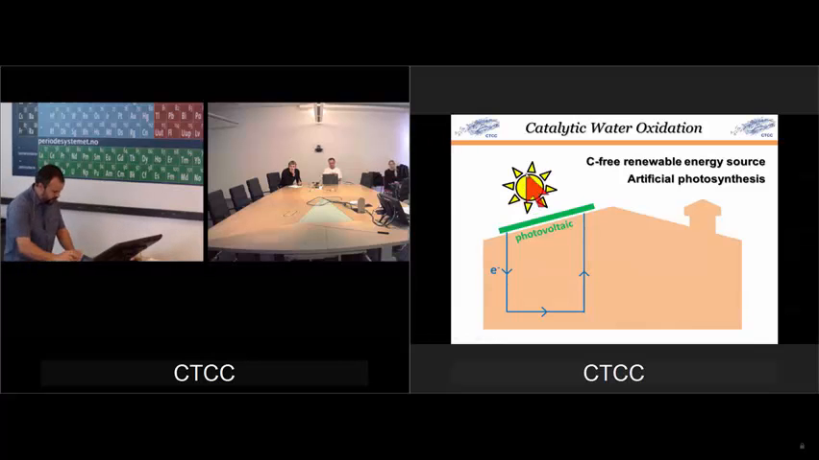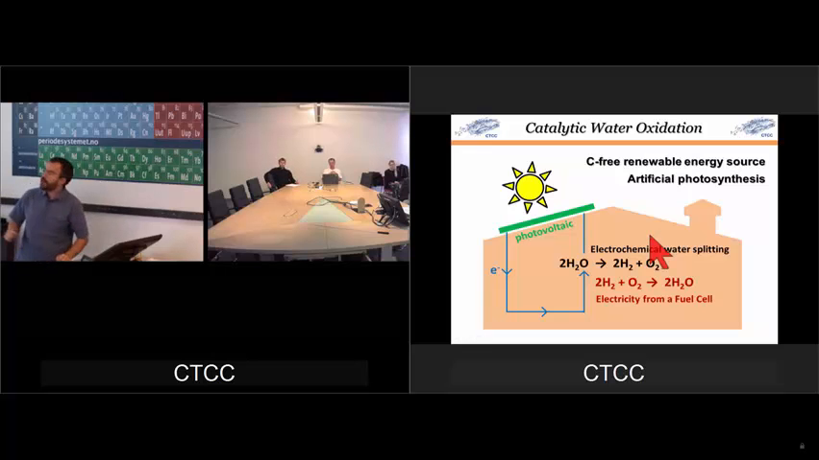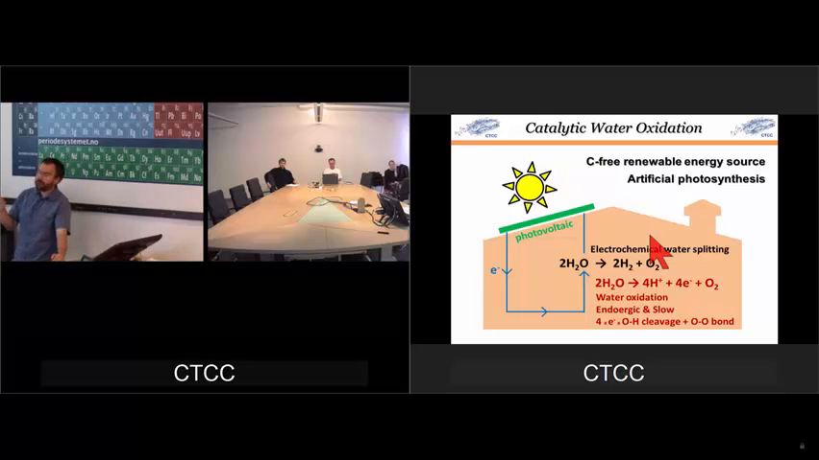So one possibility for doing this is to use part of this electrical power to force the electrochemical splitting of water into hydrogen and oxygen. Then if we manage to store hydrogen in a cheap and safe way, which is a challenge itself, we can use the opposite reaction in a fuel cell, hydrogen and oxygen to water, which is then a spontaneous reaction to generate electricity. Okay, the problem with this scheme is that to do this water splitting, we have to oxidize water to oxygen. And that's a very difficult reaction.